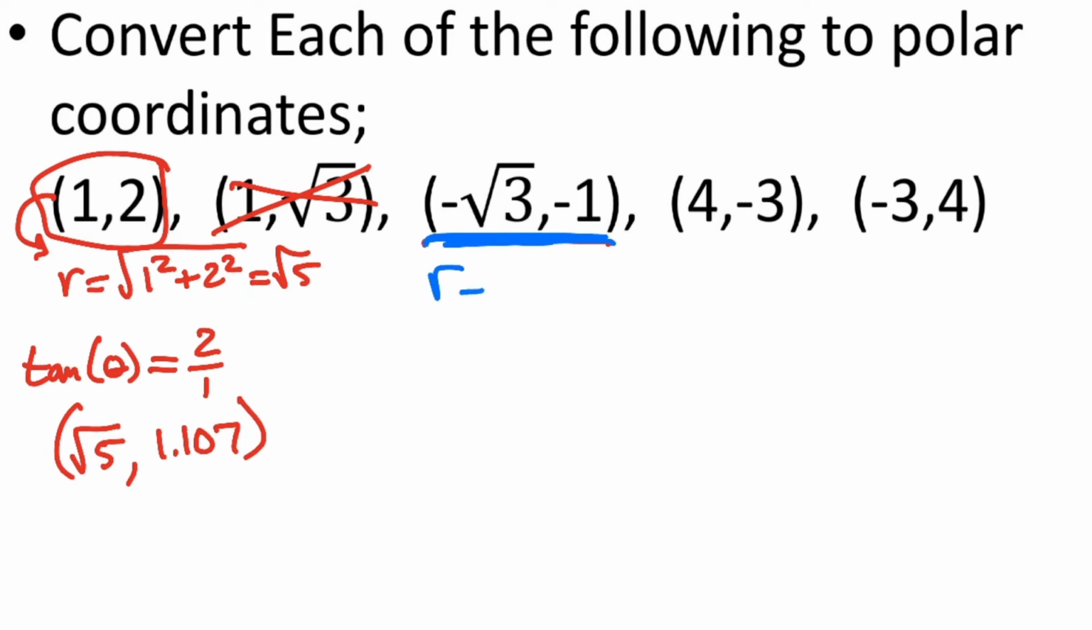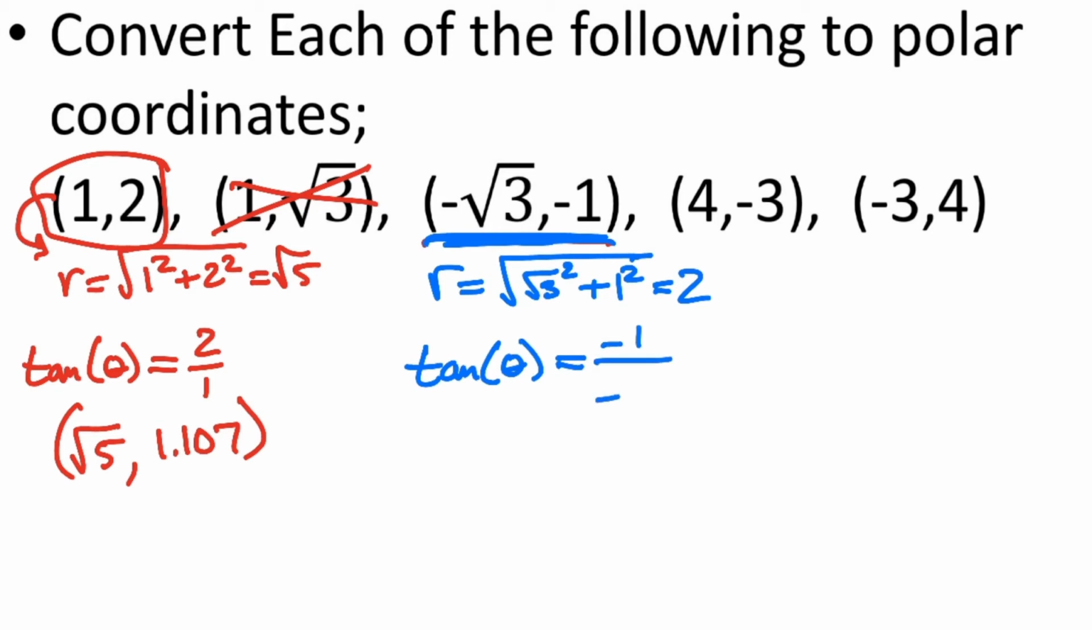So with this one, r is equal to the square root of negative radical 3 squared plus negative 1 squared. I know it's negative radical 3, but when you square it, it becomes positive. So I'm going to ignore that. And then this becomes just 2. So r is 2. The tangent of theta is y over x. So negative 1 over negative radical 3, which is 1 over radical 3.